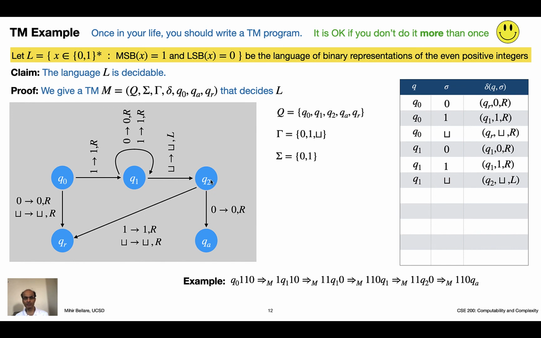Okay, in Q2, when I'm scanning a 0, that's good. I know that now I should accept because the least significant bit is a 0. So I transition to an accepting state and I write stuff and move stuff. It's irrelevant. I don't care what happens over there. On the other hand, if I read a 1 bit, then I go to a reject state. In our example, it was a 0 bit, so we go to an accept state.